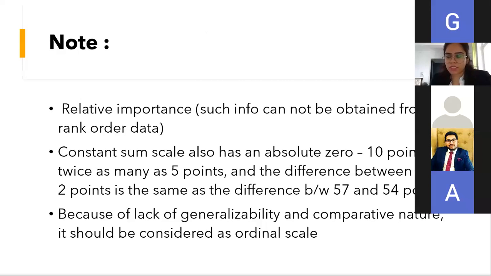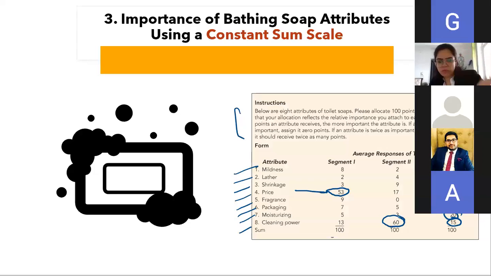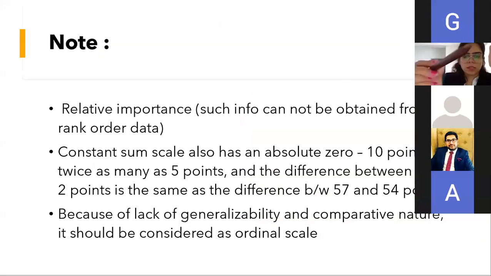The rank order data, when we gave all the brands and we asked them to rank. If you would have given the list of these attributes and said, okay, mildness, shrinkage, just rank them as 1, 2, 3, 4, 5, then segment 1 would rank like this, maybe price as 1, I don't know, and segment 2 would rank differently. But what is the relative importance? That data is the positive of the constant sum scale.